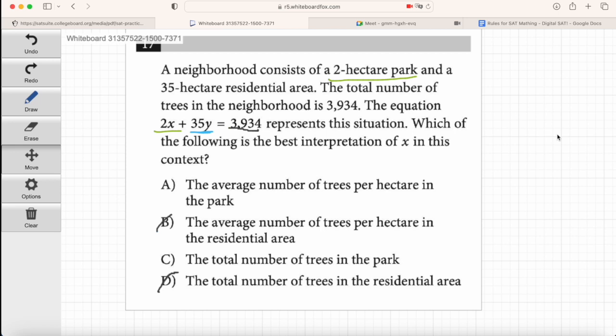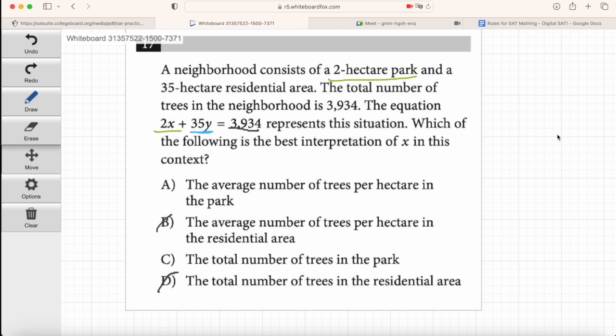Answer choice A says the average number of trees per hectare in the park. Could that be the interpretation of the value x, the average number of trees per hectare? Well, I think it's C in my opinion, because we're looking at the total number, not the average number. Well, hold on. Don't we know the total? Oh, the total number of trees in the park. I see what you're saying. Yeah, this is tricky.